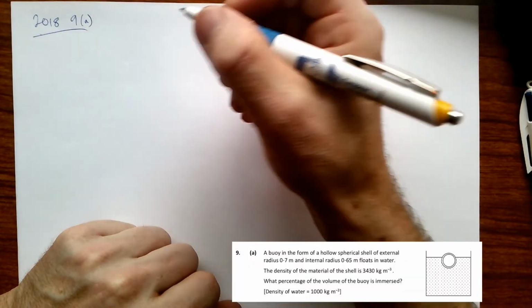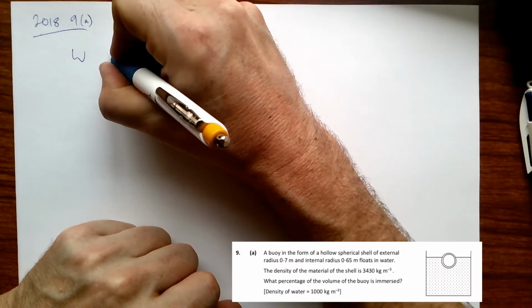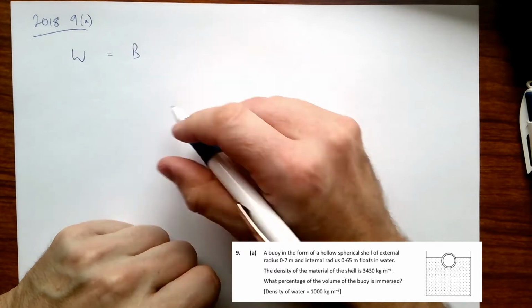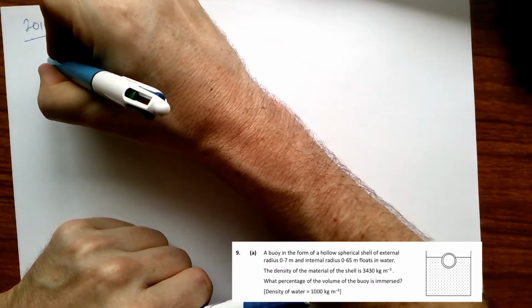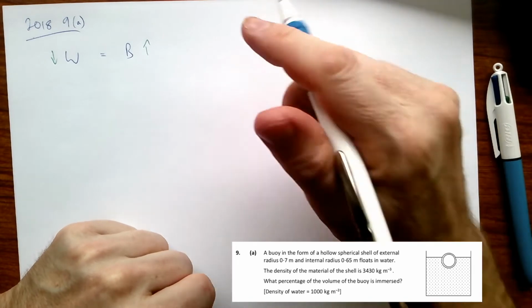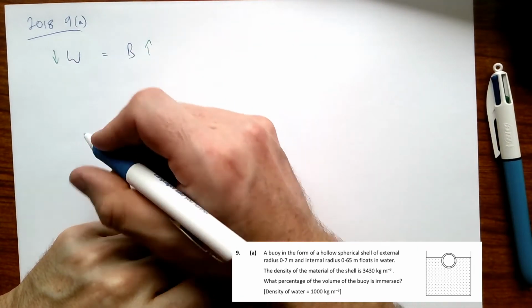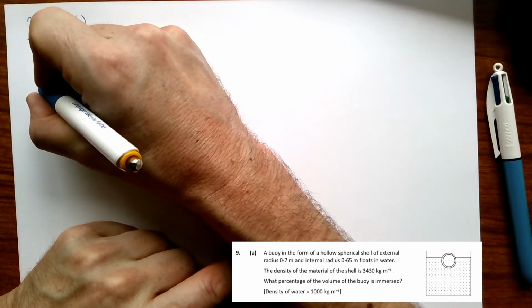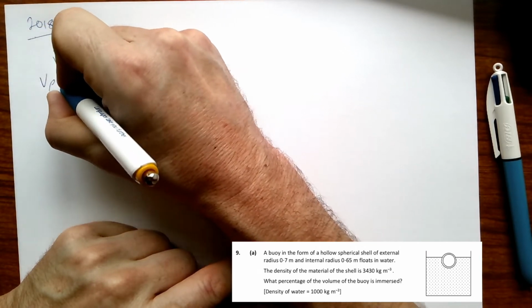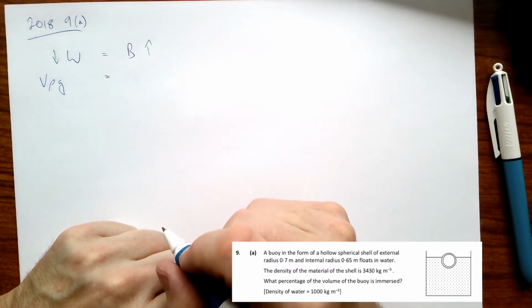So, a couple of things we know. The weight is equal to the buoyancy force. That's the force going down, buoyancy force is going up. This is one of our basic little equations we know. It's floating, so these two balance. Well, the weight of the sphere is the volume times the density times g. That doesn't look too bad yet, but don't worry, there's fun on the way.